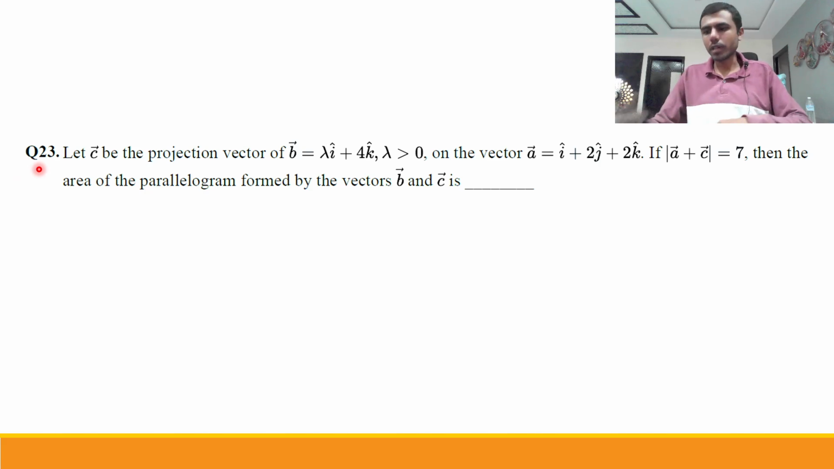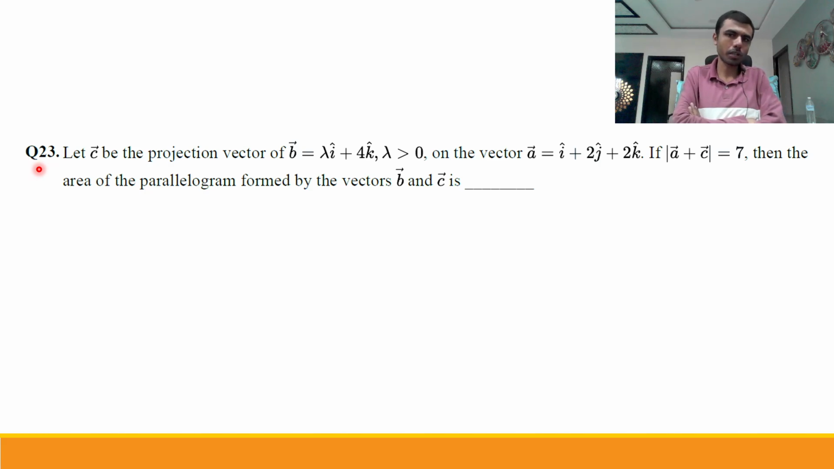Next. Question 23. Let C bar be the projection vector of B bar equal to lambda i plus 4k on the vector A bar, and if mod of A bar plus C bar equal to 7, then the area of the parallelogram formed by B bar and C bar is... Well, straight away it is a question from vectors. In that, the projection formula is used, and apart from that, the magnitude of the sum of two vectors is used, and also the area of a parallelogram, which is given by mod of B cross C.